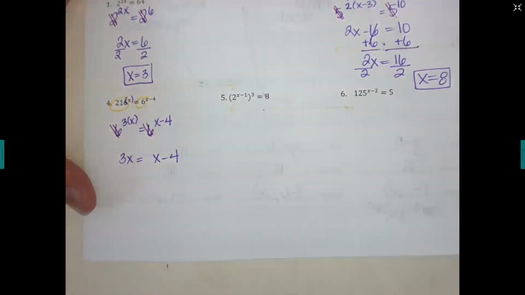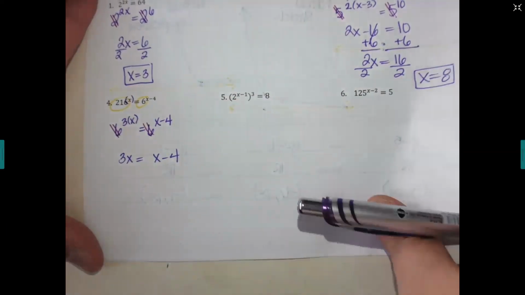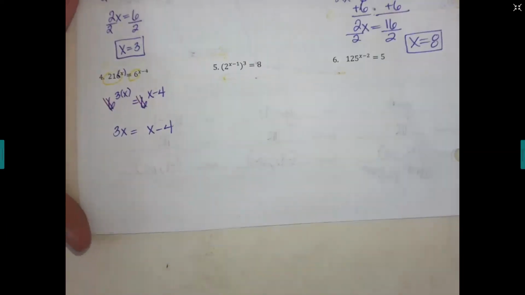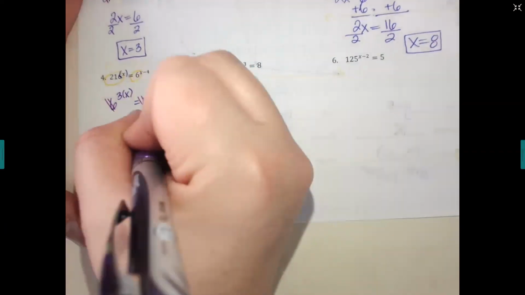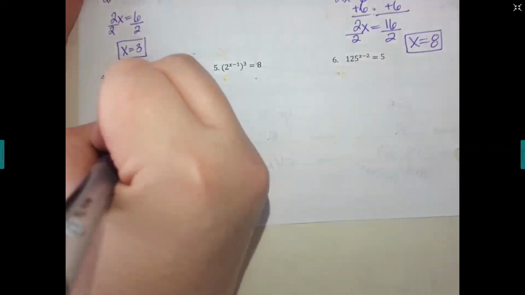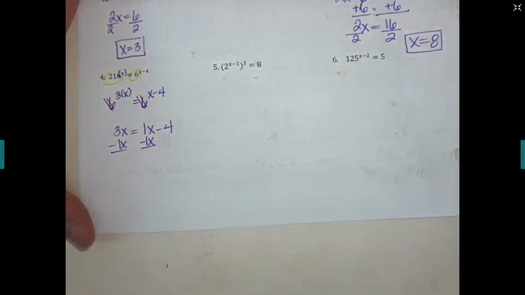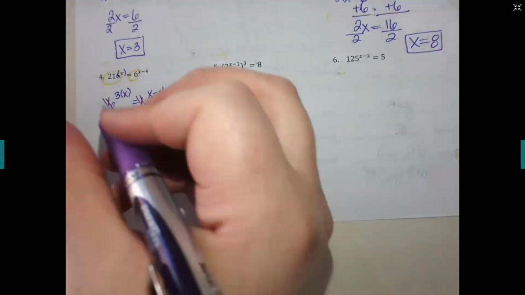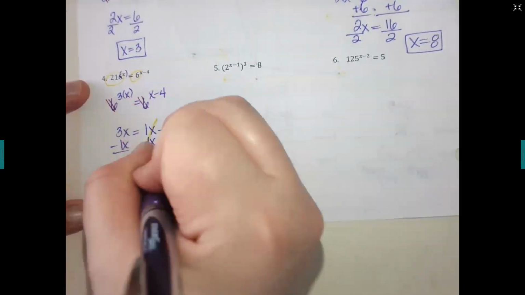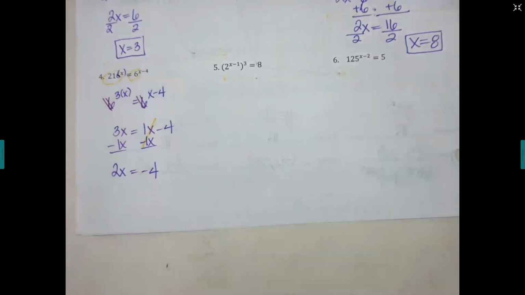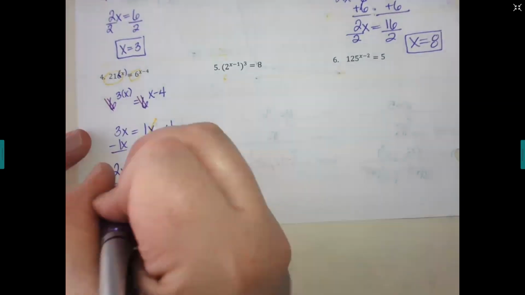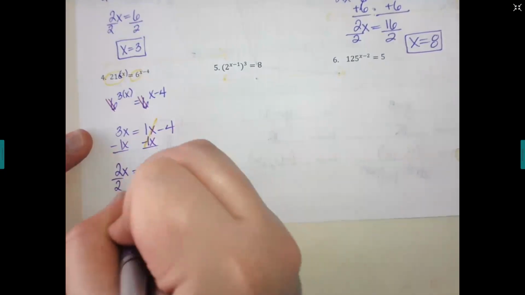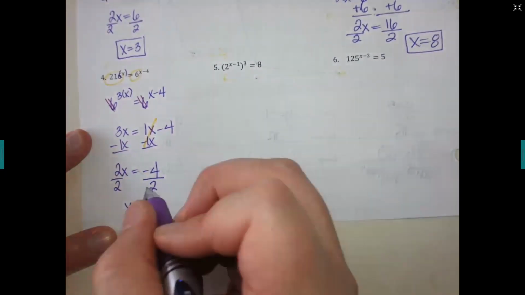x minus 4. Next step, I have x's on both sides. Typically I'm going to move whatever x is on this side over to the left side. So if this is a 1x, I'm going to do a minus 1x and a minus 1x. What's 3x take away 1x? Okay, 2x. And if 2x equals negative 4, what's my next step after that? Divide by 2. Negative 4 divided by 2 is negative 2.